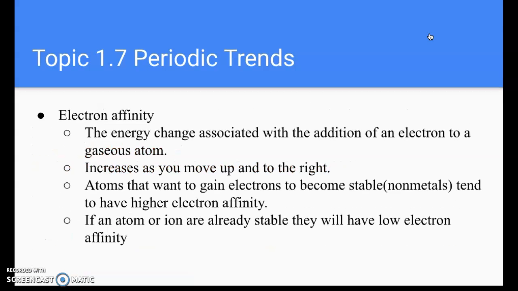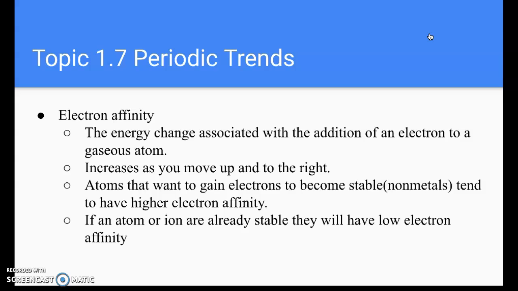Okay, the next periodic trend is electron affinity. Electron affinity is defined as the energy change associated with the addition of an electron to a gaseous atom. And the trend is it increases as you move up and to the right, but we don't include the noble gases in this trend. The idea with electron affinity is atoms that want to gain electrons to become stable, which are the nonmetals, tend to have a higher electron affinity.